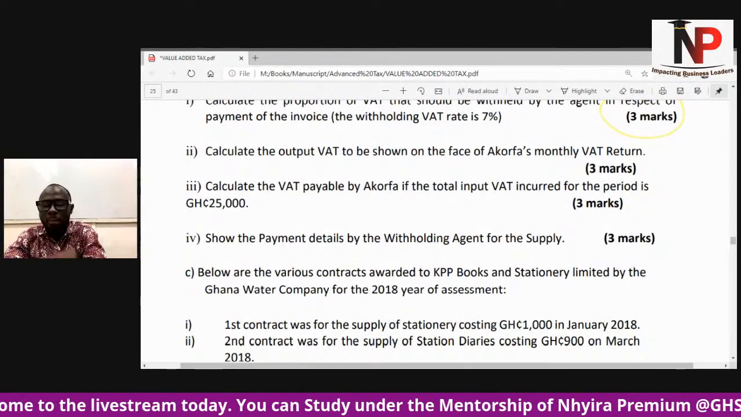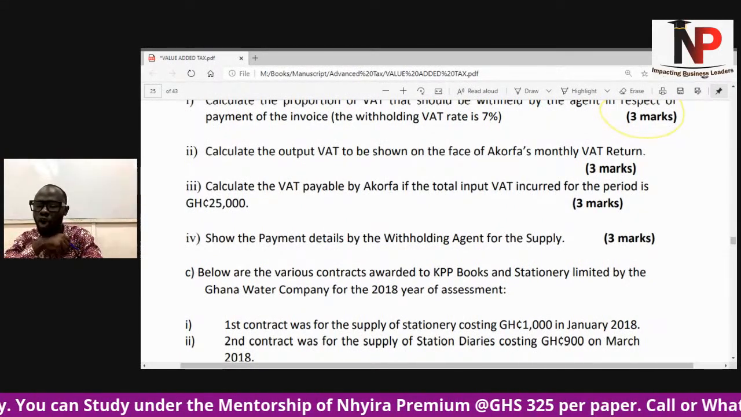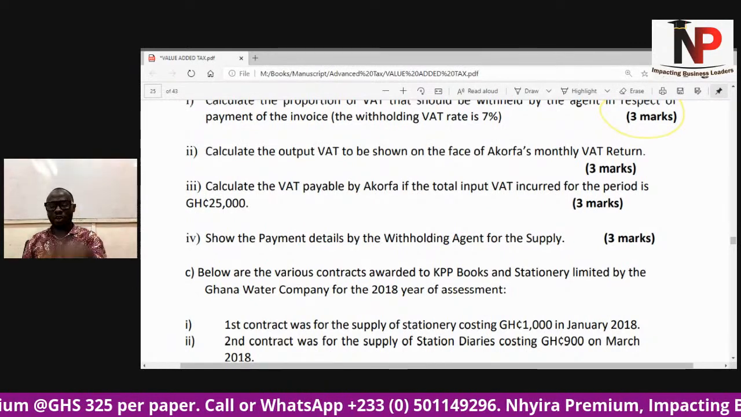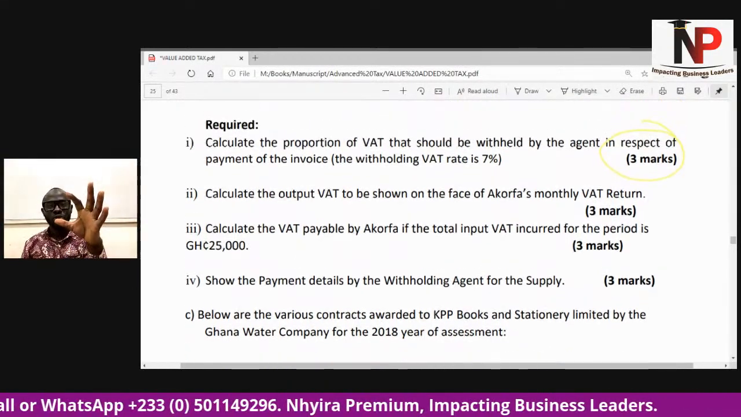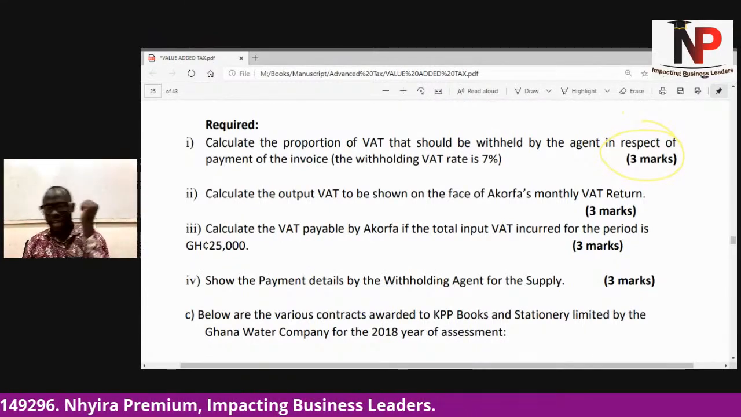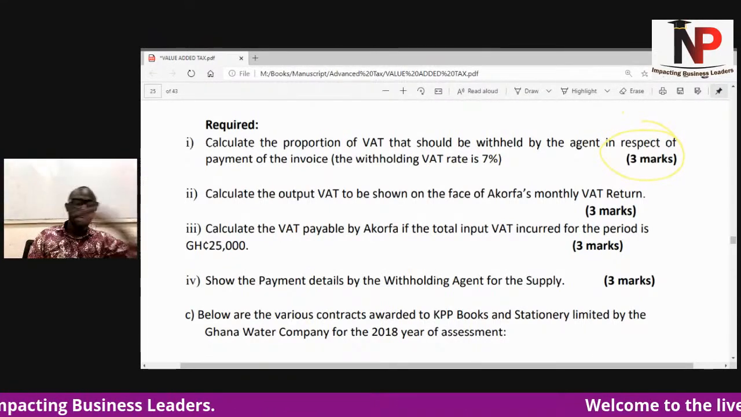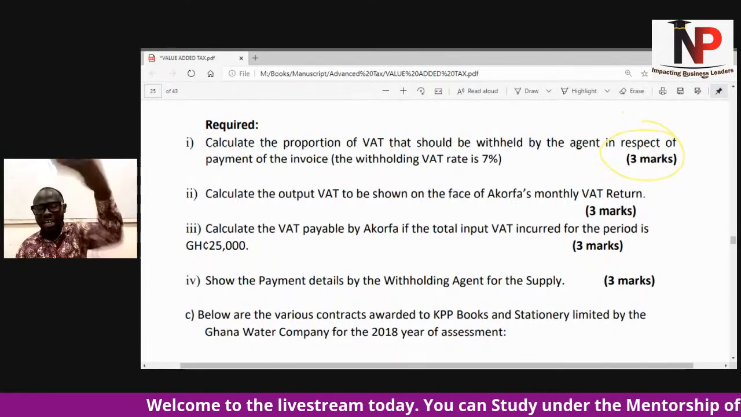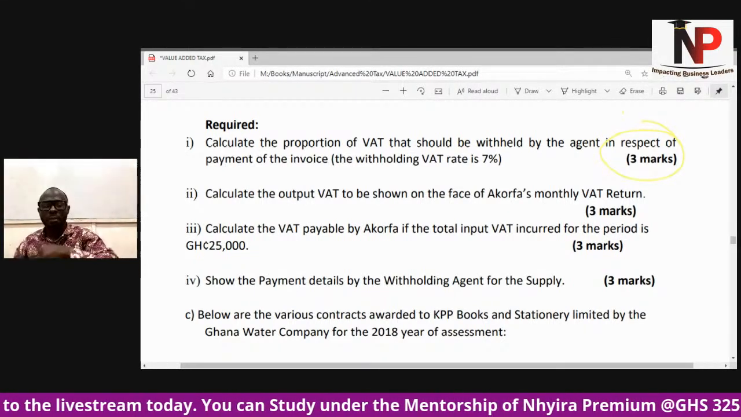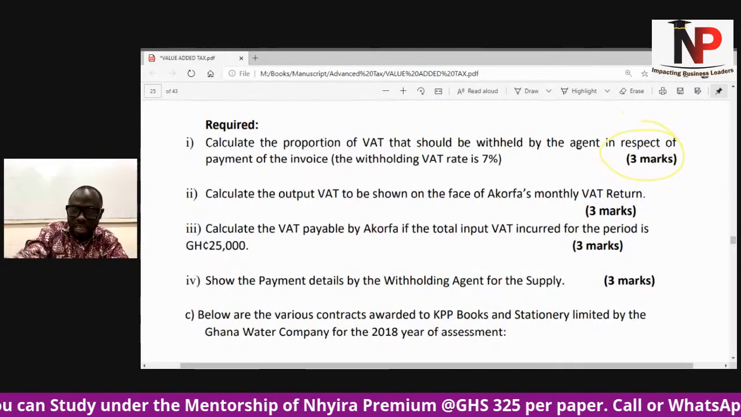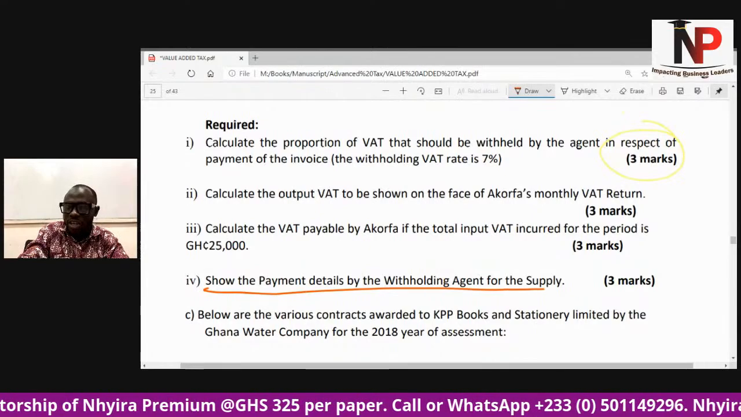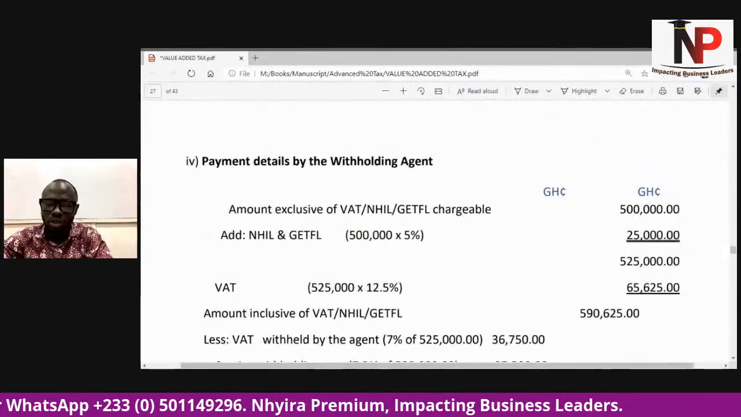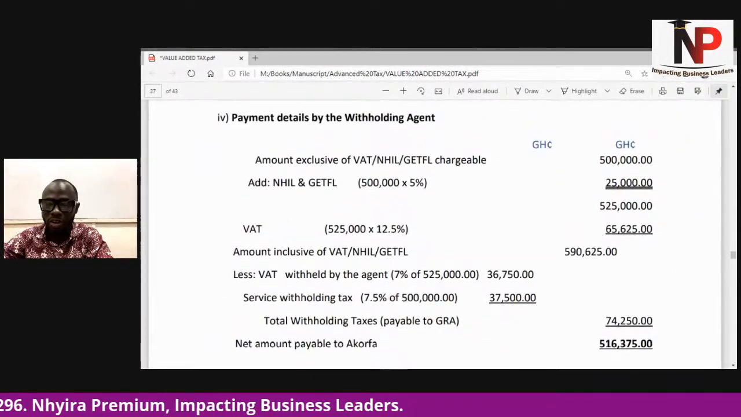Show the payment details by the withholding agent for the supply. So you see that in this question, the examiner is trying to come from all angles. He came from the agent, he went to ACCA, then he is now coming back to the agent. So right now, we've looked at how much VAT is payable by ACCA Vignon. But what will be the payment details in the books of St. James Enterprise, which is the VAT withholding agent? That is what the examiner is now asking us. So let's go to my slide on that real quick and stay with me and look at what is going on here.